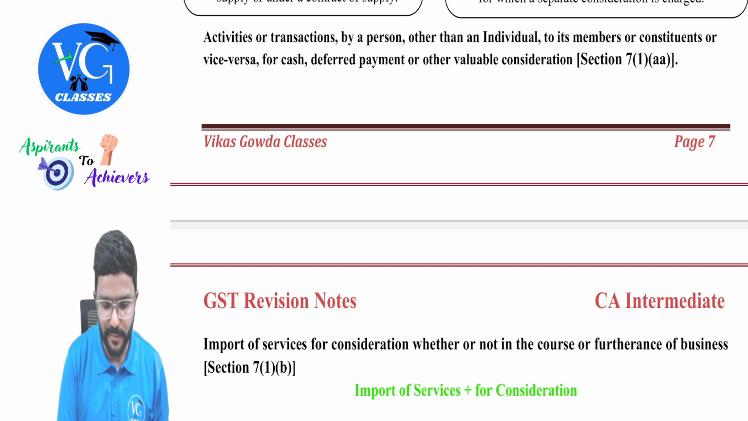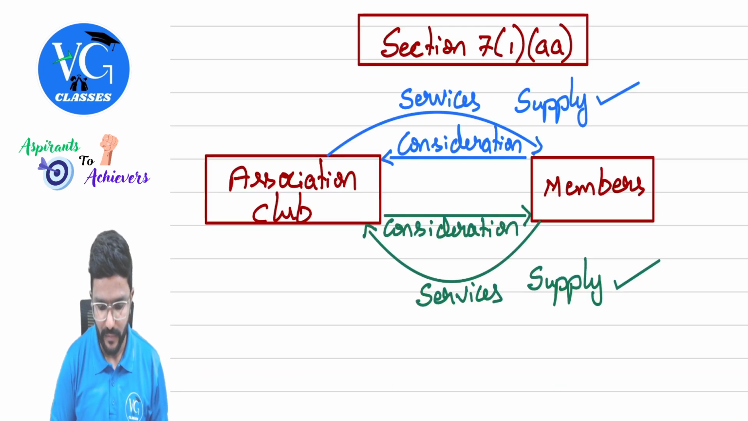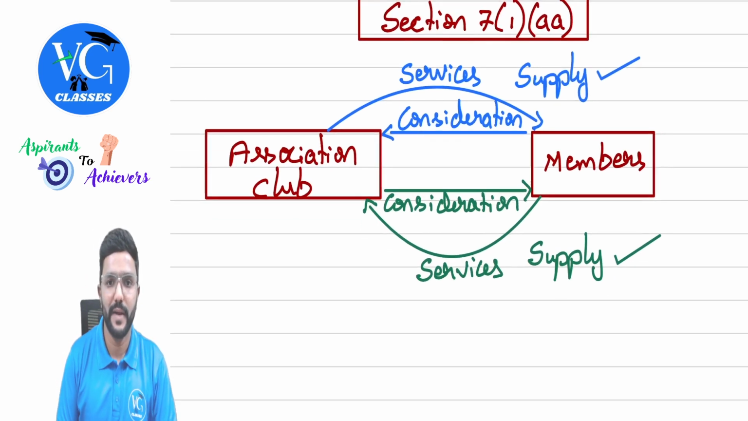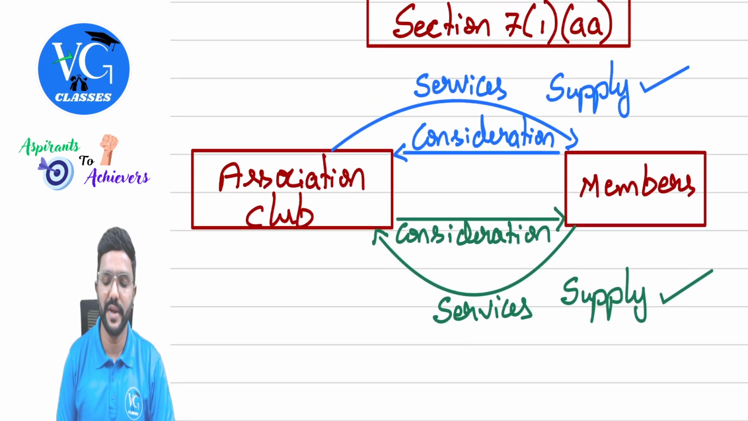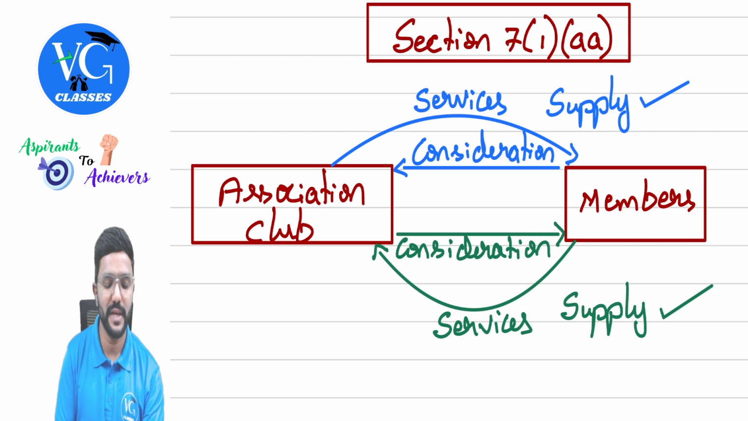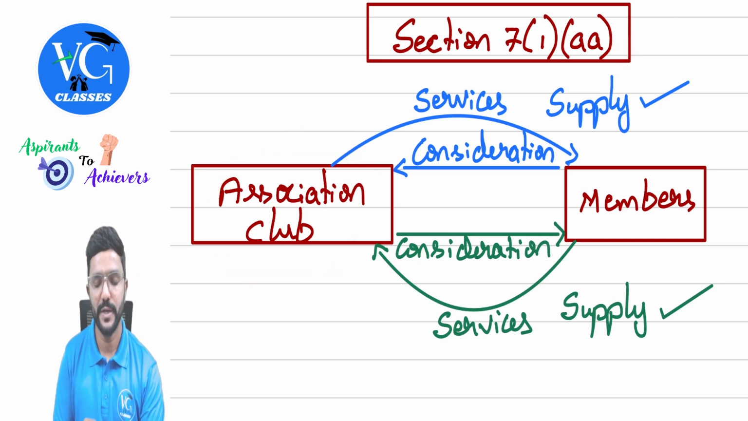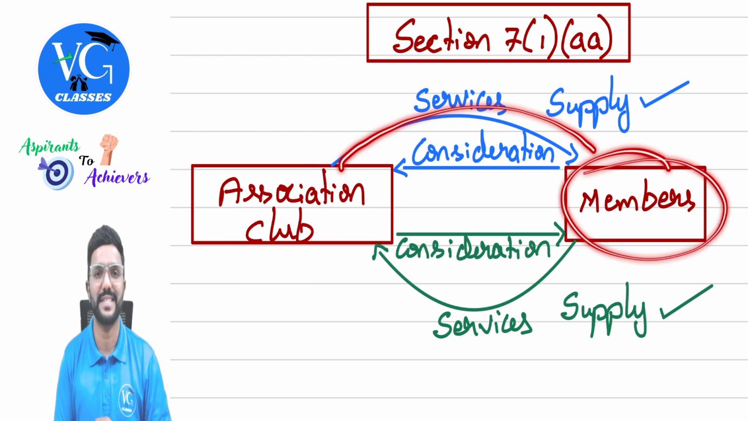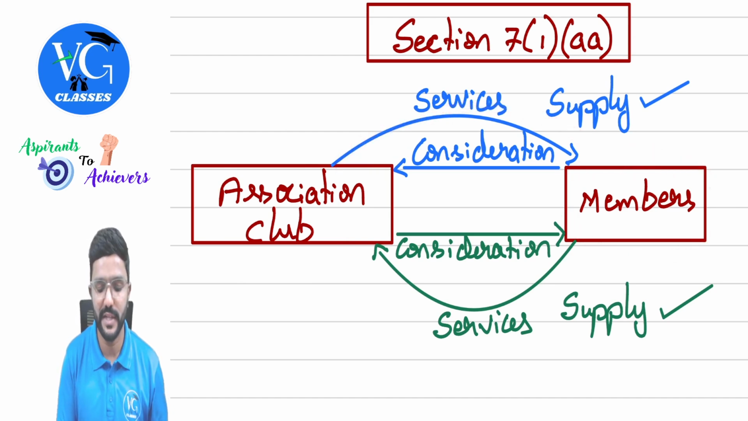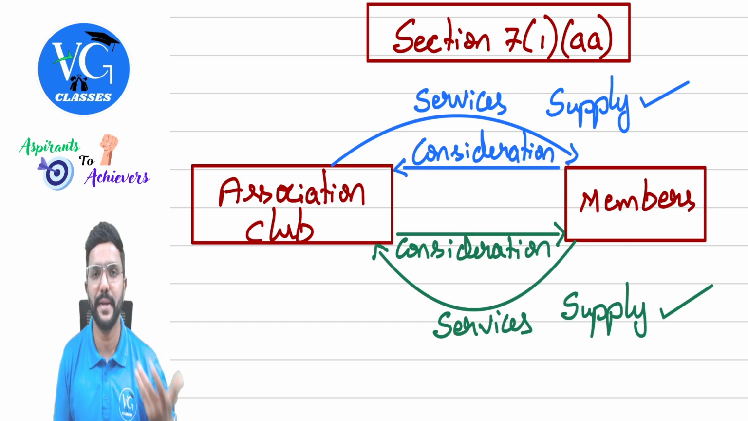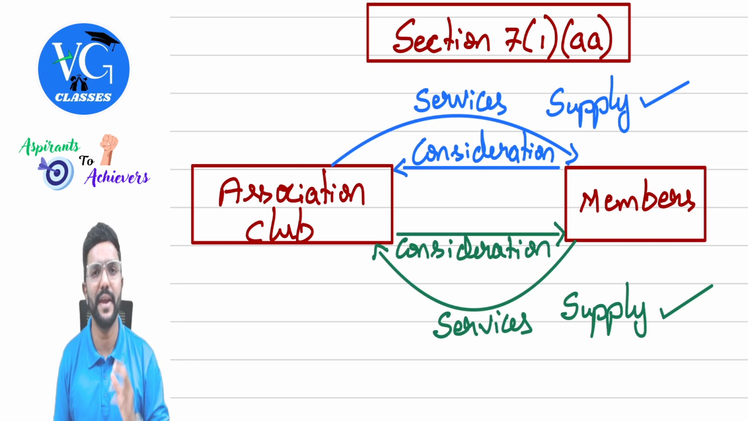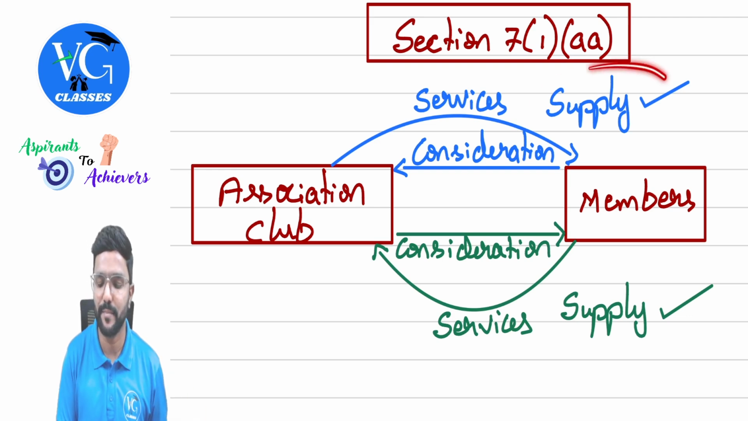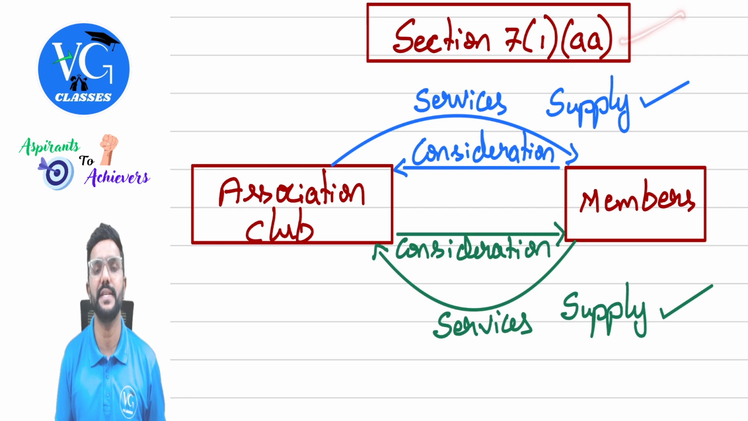Okay. Let me try to explain this with an example. Here, I have drawn a small chart, guys, for this section. Assume there is an association or a club which is providing any services to their members or constituents for which they are charging consideration, whether it is paid immediately or later, in the form of EMI or monthly, or lump sum, however it is. Is it a supply? Yes, as per section 7(1)(a).